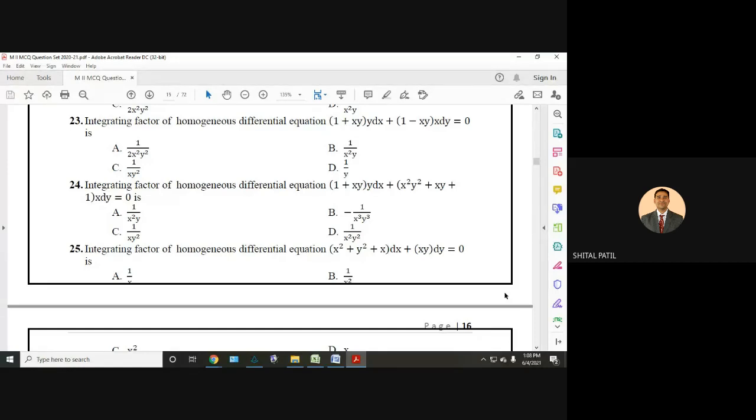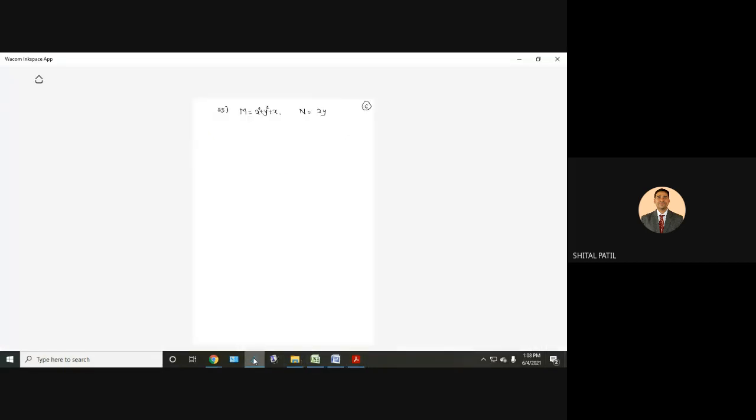Let me write the example, then I'll switch the page. I'll write M: x square plus y square plus x. N is xy. Okay, let me switch the page.